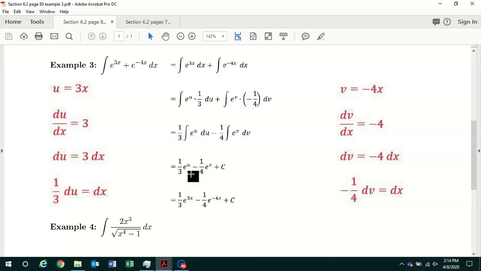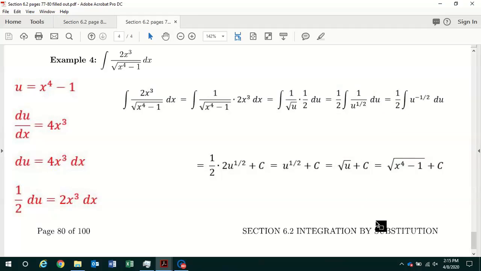Last step is replace u with what it's equal to and replace v with what it's equal to. Well, u is equal to 3x, so replace u with 3x. v is equal to minus 4x, so we replace v with minus 4x. And now this is our antiderivative of our original function. The antiderivative of e to the 3x plus e to the minus 4x with respect to x is equal to 1/3 times e to the 3x minus 1/4 times e to the minus 4x plus c. This is the final answer right here.